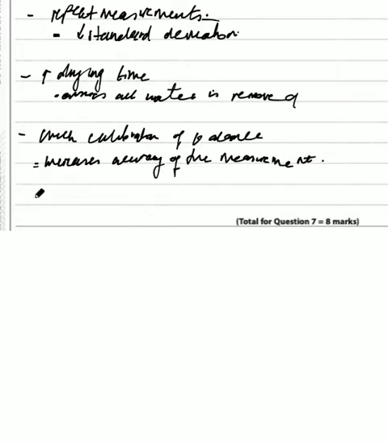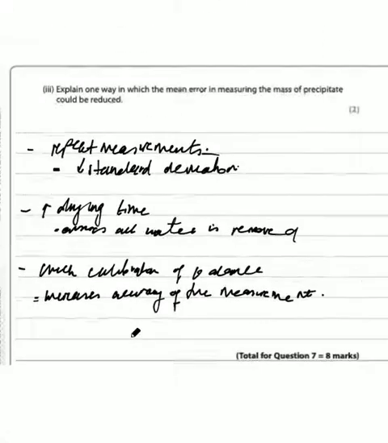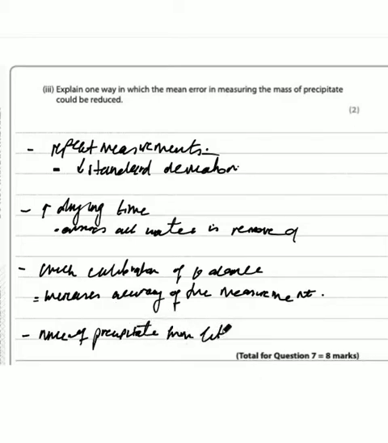Right. Another one you can say is, whenever you're using filtration, you're going to be using a filter paper. And so it's worthwhile saying to rinse off all the precipitate from the filter paper. And that's because it ensures all the precipitate is removed and measured. Sometimes there's an abbreviation for precipitate, you might see PPT. So all precipitate is collected and measured.